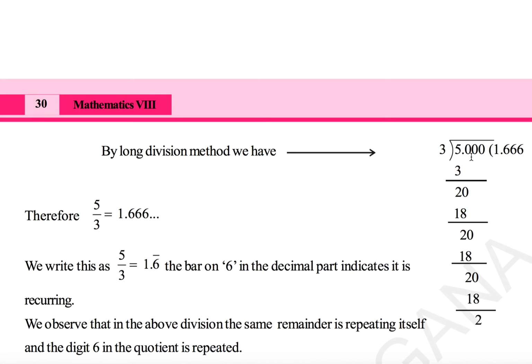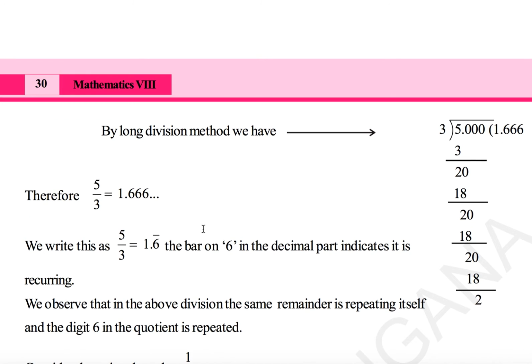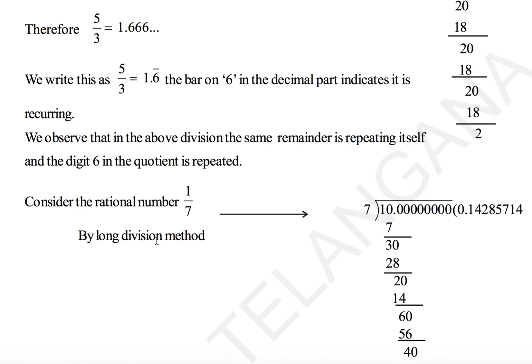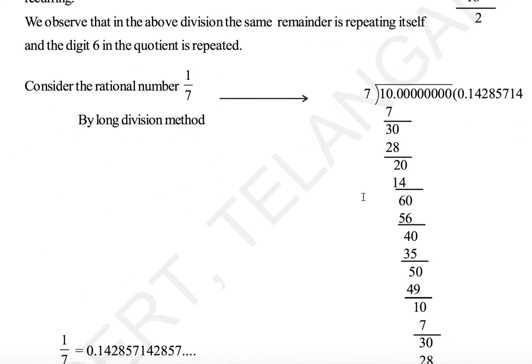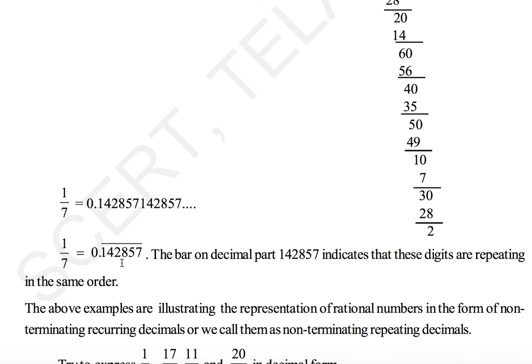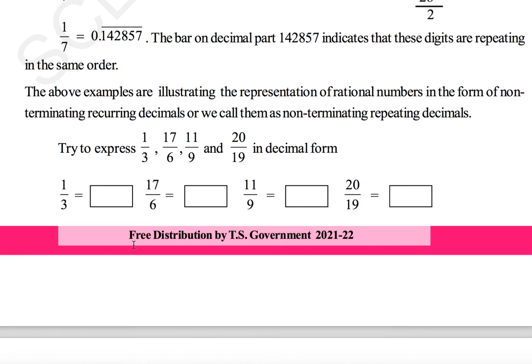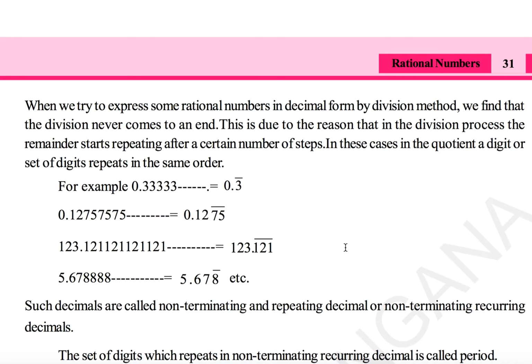Non-terminating recurring decimals. Consider the rational number 5 by 3. If you do the long division process, the remainder is always 2, and this 6 continues, never stopping. So this is called recurring. Only one digit is recurring, so put a bar on top of the digit which is recurring. Now do it with 7. There are so many digits recurring, 142857, so put a bar here. Now you can express these in decimal form, no problem.